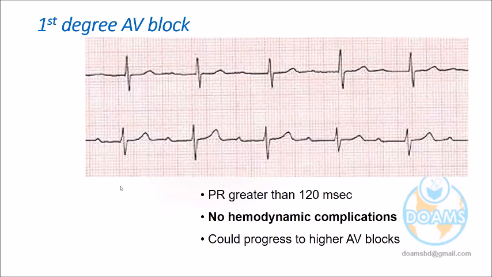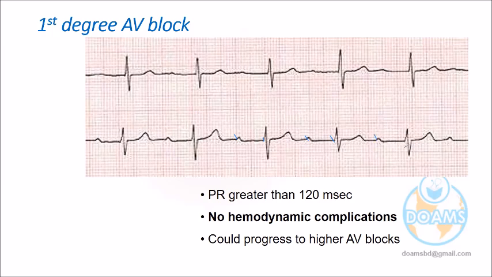Why is this first degree heart block? What about the PR interval? Please tell your observation. Can you identify the PR, from here up to there? The PR interval is greater. Is it fixed or increasing? It is fixed. This is fixed.